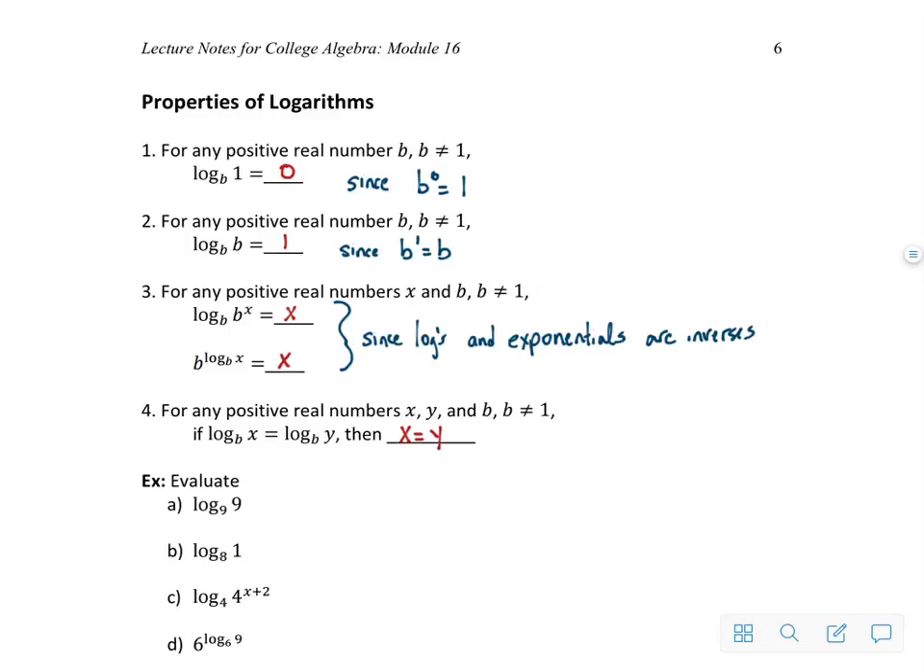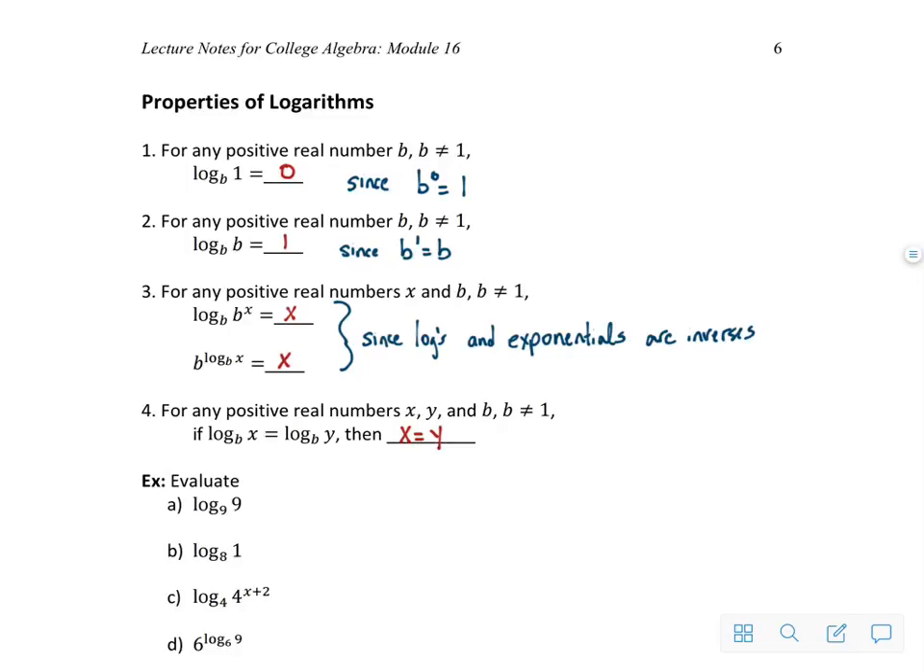On the last property, just keep in mind that if you have a log base b of x equals a log base b of y, then the only way for that equation to be true is if the inside of this logarithm, that is x, is equal to the inside of this logarithm, which is y. Then x is equal to y.